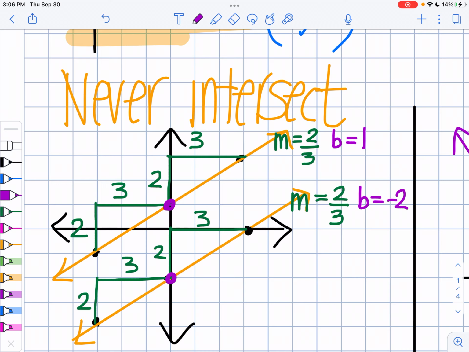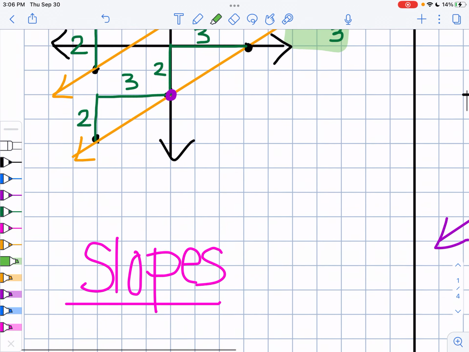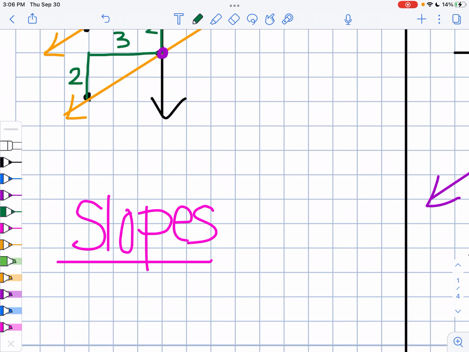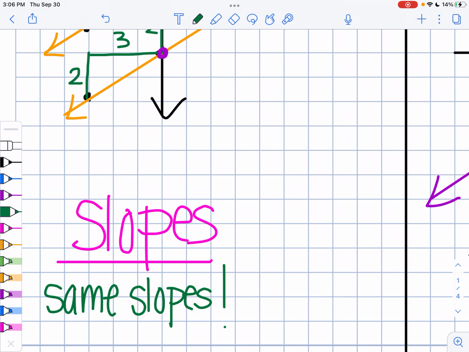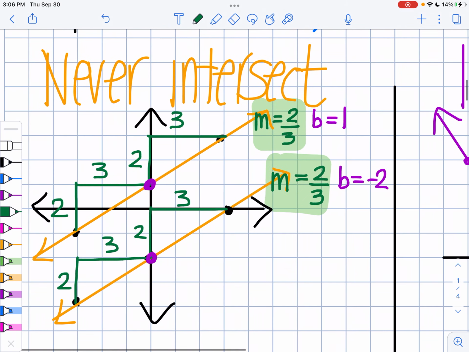So just by looking at the slopes and the y-intercepts, what do you think that we could say about parallel lines? We know two things. Parallel lines have the same slope. So under slopes, we're going to write parallel lines have the same slopes. But let's look at our y-intercepts. Our y-intercepts are different numbers. Here this is 1, and here this is -2.